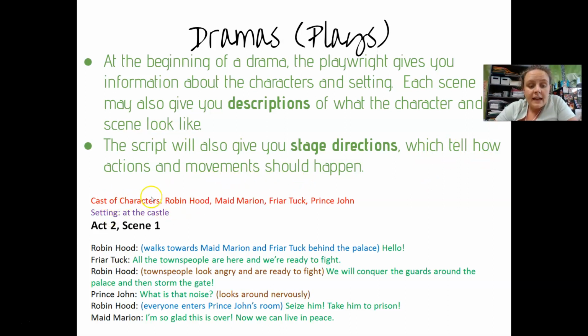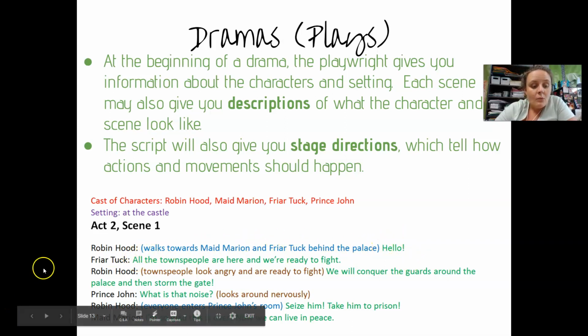So here we see the cast of characters. They've got them listed out, the characters that you'll need actors and actresses for. And the setting is at a castle. So in this drama, if you were acting it out, you would want a background that's like a castle. Again, we know what part of the play this is, and then we see some stage directions. So "walks towards Maid Marian and Friar Tuck behind the gate," and then this is what he would say, "Hello." So you don't read the stage directions, they just tell the actors and actresses what to do.